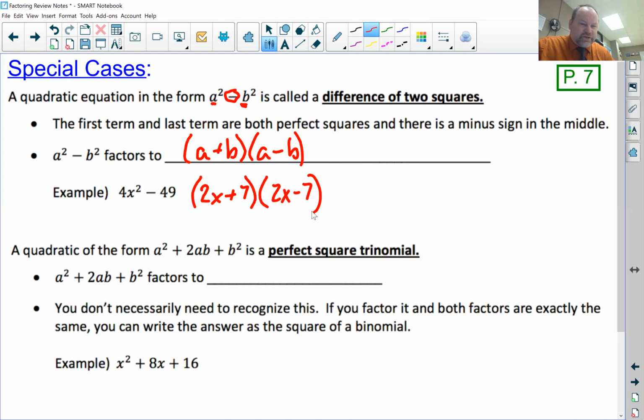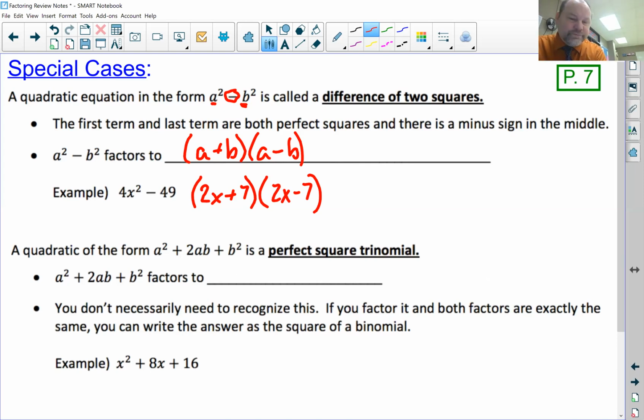The second special case, actually, if you use the other methods that we learned, they still work for this special case, the perfect square trinomial. Otherwise, you have to recognize kind of a difficult pattern. A squared plus 2ab plus b squared.